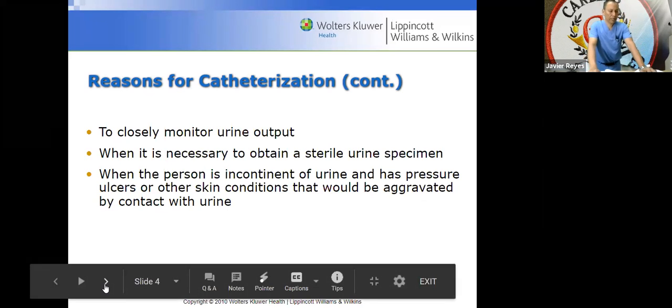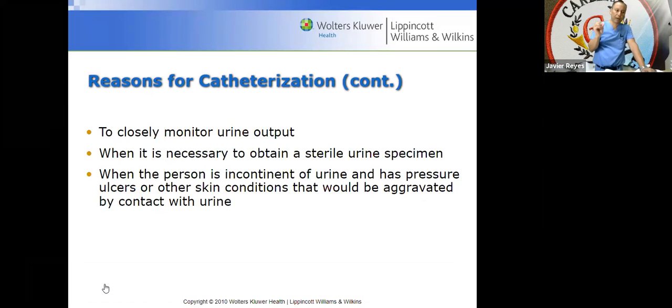If the doctors want to keep an eye on the amount of urine the person is producing, maybe they're starting to have some kidney failure and they want to monitor it, we can insert a catheter for strict input and output measurements. If we need to collect a sterile urine specimen for urinalysis and C&S, we can do a straight, in and out catheterization. We can do that also.